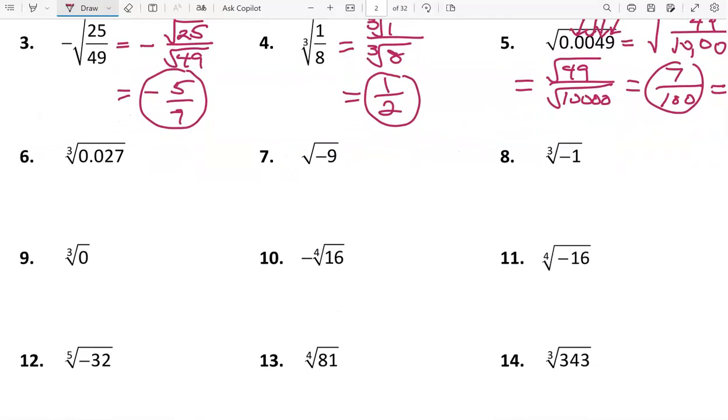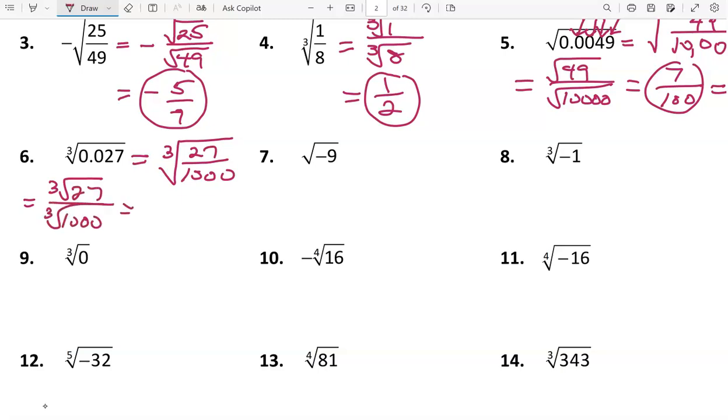All right, let's do something similar with number 6. This can be re-expressed in fraction form as the cube root of 27/1000. And that will be equal to the cube root of 27 divided by the cube root of 1000. And that will be equal to 3 divided by 10.